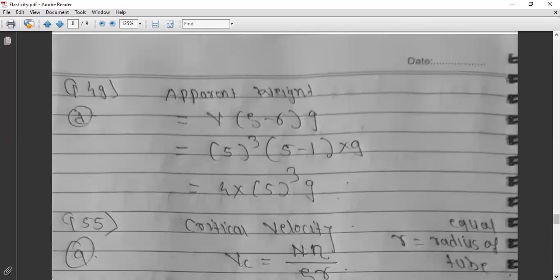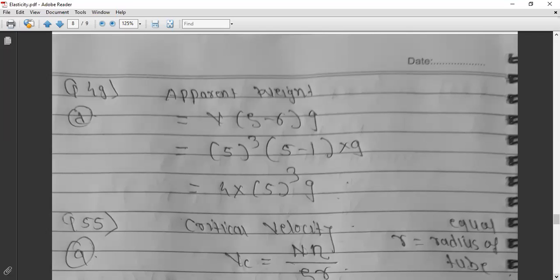Next one, question number 49. In question number 49, a metal block of density 5 gram per centimeter cube and having dimensions 5 centimeter length, 5 centimeter breadth, and 5 centimeter height is weighed in water. Its apparent weight will be?